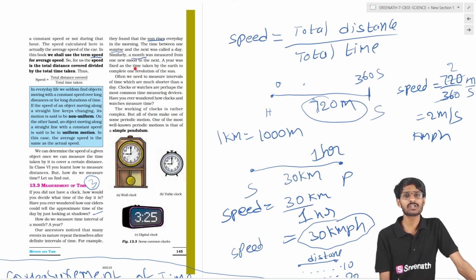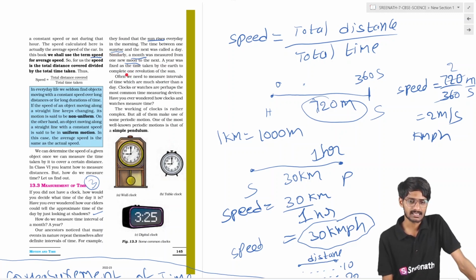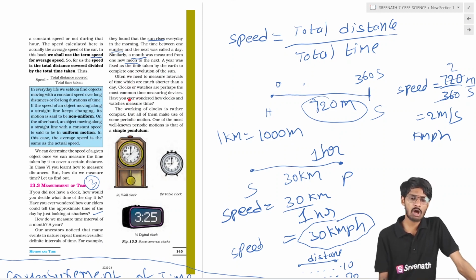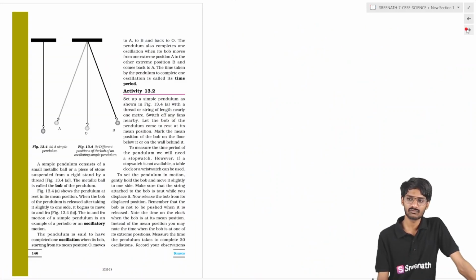And how did they measure the months? Basically, by observing the moon, they measured the months. By observing the sunrise and sunset, they measured the days. And which clocks did they use in the olden days? They used some clocks. What are those? Sand clocks. I will show you. Where are those?